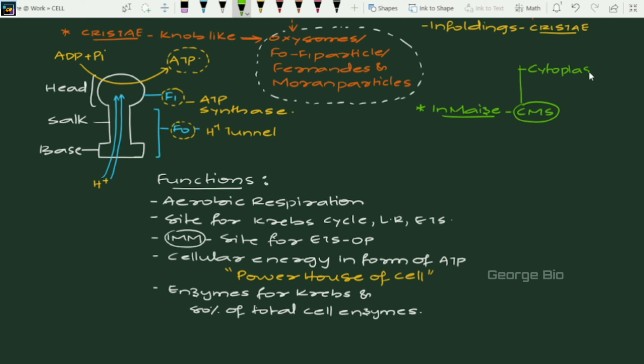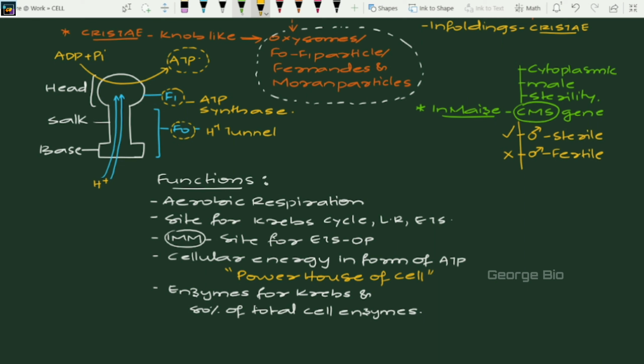Cytoplasmic male sterility gene. It means what happens with this one? If this gene is present in the male, that male becomes sterile. If this gene is absent in the male, then that is fertile. If present, sterile. If absent, fertile. Now this is the property of CMS gene with respect to the maize plant.